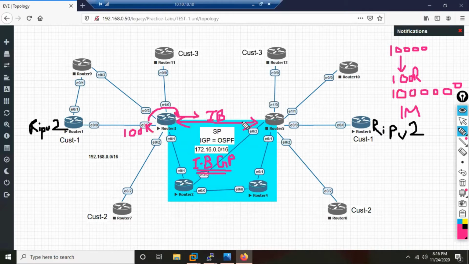How can they become iBGP neighbors? Because of this IGP. R3 knows the loopback of R5, R5 knows the loopback of R3. Because of this IGP, we can form BGP neighborship between R3 and R5. And the same way from here, let's say another 100,000 routes, we redistribute into BGP, and BGP carries almost 200,000 routes. As I said, BGP is scalable, so there is no upper limit. Today, maybe you want 1 million routes to be supported by BGP, BGP will support 1 million routes. Tomorrow, if you want 10 million routes, BGP will support 10 million routes. So no upper limit.